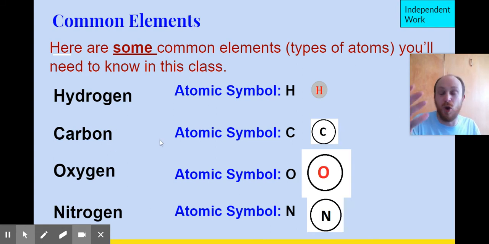Otherwise, you can always look them up on the periodic table. The periodic table will always be available for you, and that's true up through college chemistry. You don't need to memorize the periodic table. You never have to. It's always there because we don't want to memorize it. We want to go and check to see the information.